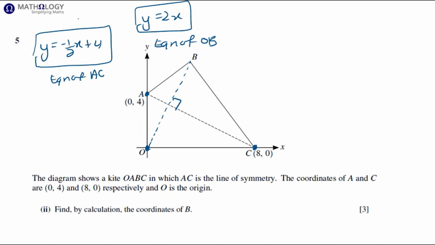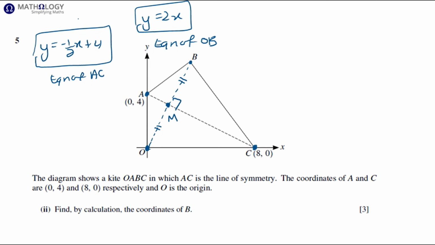Okay, we're now required to find the coordinates of B. Now, given that we are dealing with a kite here, another property of a kite that we need to remember is that the longer diagonal bisects the shorter diagonal. In other words, if we just call the point of intersection of the two diagonals M, that means that the longer diagonal cuts in half the smaller diagonal. So OM equals MB. In other words, M is the midpoint of OB. So to find the coordinates of B, we will first need to find the coordinates of M, and then we can apply the midpoint formula.